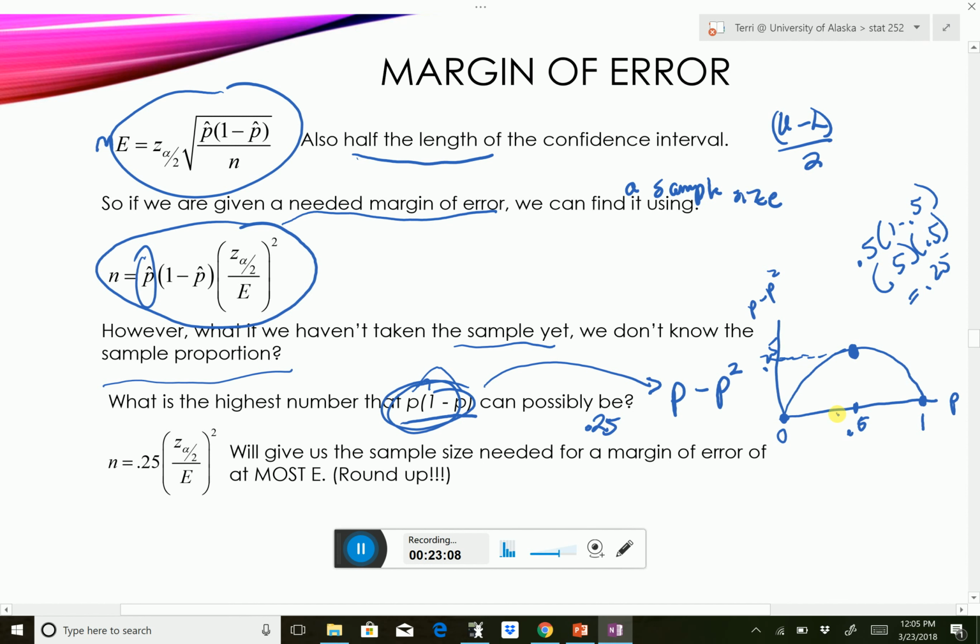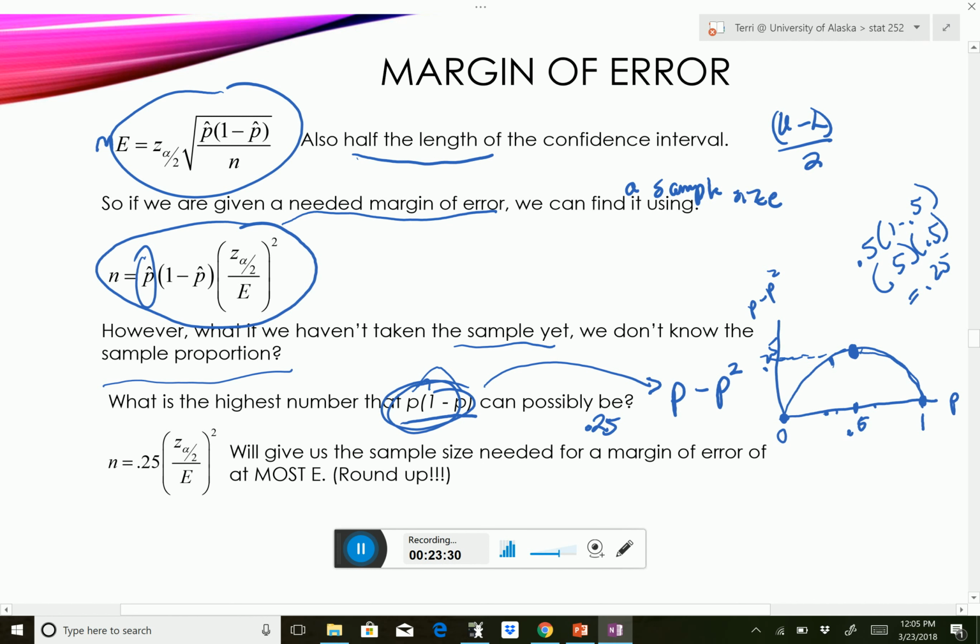Because if I'm over here at 0.4, well, 0.4 times 0.6 is 0.24. That's right here. If I'm at 0.3, 0.3 times 0.7 is 0.21. You see what I mean? It goes up. But then if I'm at 0.6, it's 0.6 times 0.4 again, so it's going back down. So the highest it can be is 0.25.